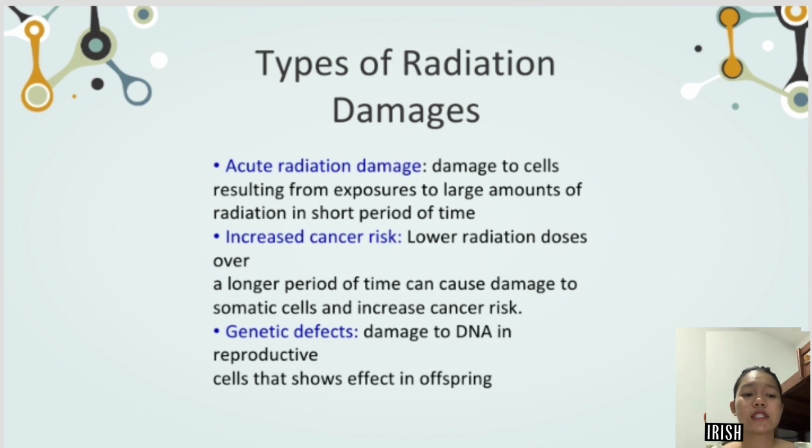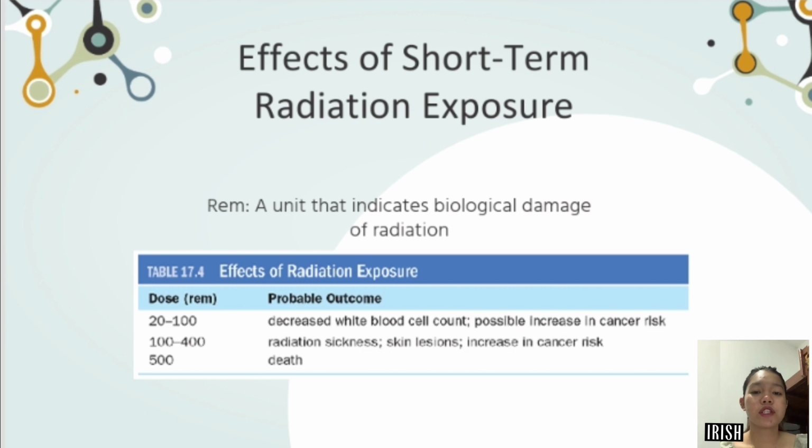And the third one is genetic defects, damage to DNA in reproductive cells that shows effect in offspring. Effects of short-term radiation exposure. A unit that indicates biological damage of radiation is called REM. So 20 to 100 rem, probable outcome: decrease in white blood cell count, possible increase in cancer risk. 100 to 400 rem: radiation sickness, skin lesions, increase in cancer risk. And 500 rem, probable outcome results in death.